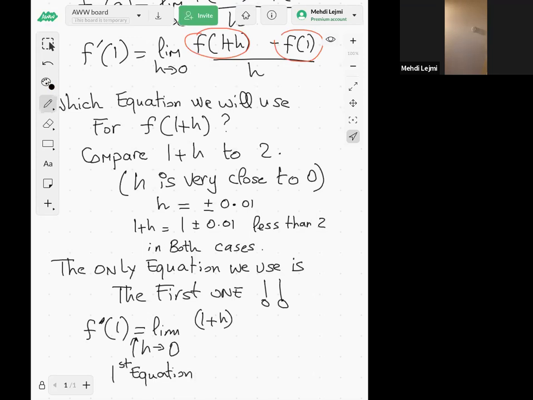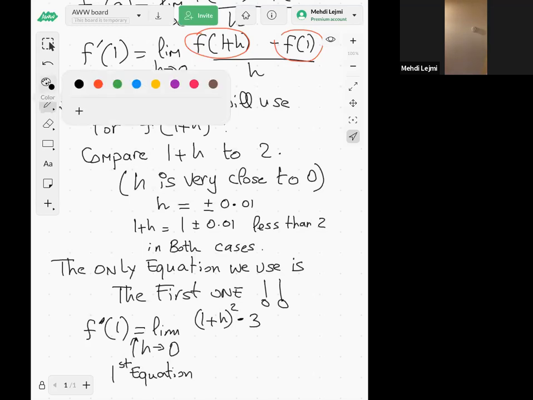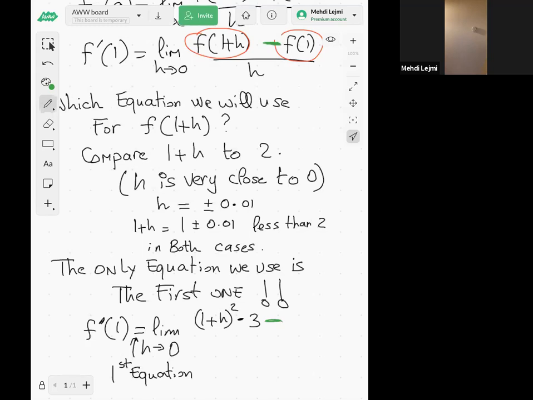So one plus h squared, and then there's minus 3. And then of course in the definition, there is this minus f of one. Again, f of one, we said it's one. We use the second equation for f of one, so it's minus one, all over h.